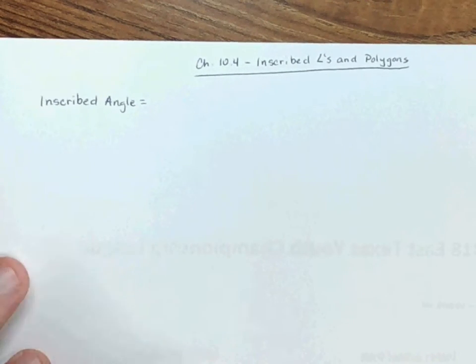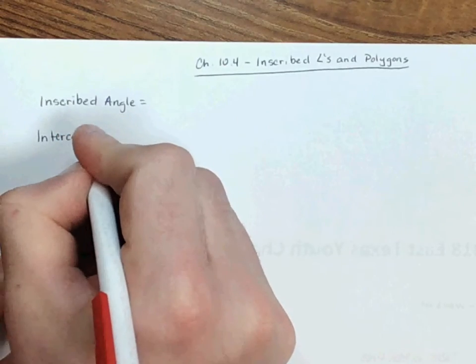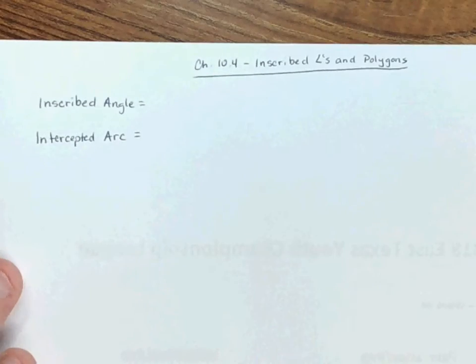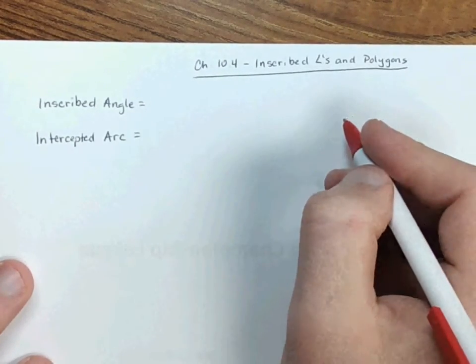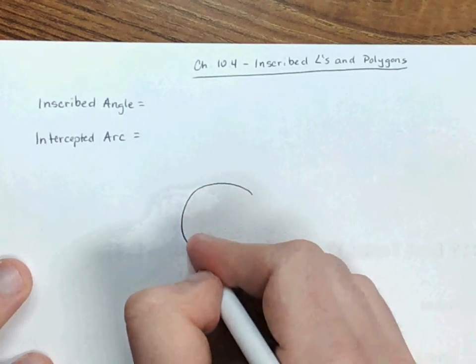And with that, we'll talk about what is an intercepted arc. So I think first we'll look at a picture. So let's draw a circle. We'll look at a picture of it, and then it'll help to explain what the definition is going to be.